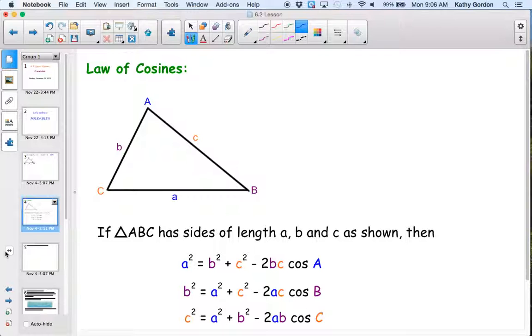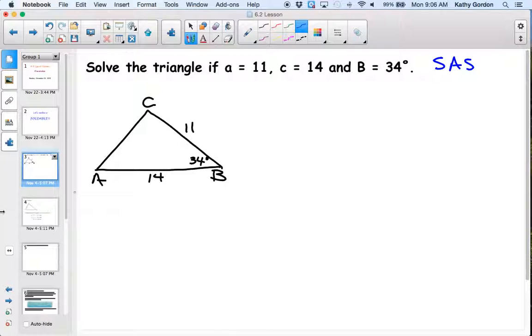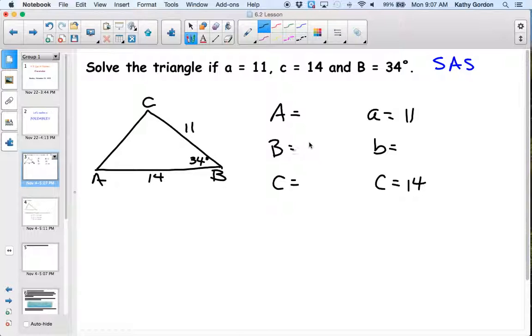Got that down? Alright, so if we go back to this now and set up our organization grid here. We know 11, we know 14, we know 34. Okay. So what are we going to find first, based on this information and based on the law of cosines?